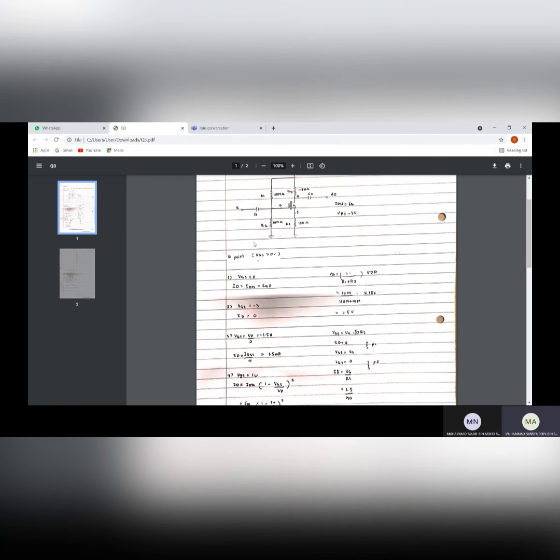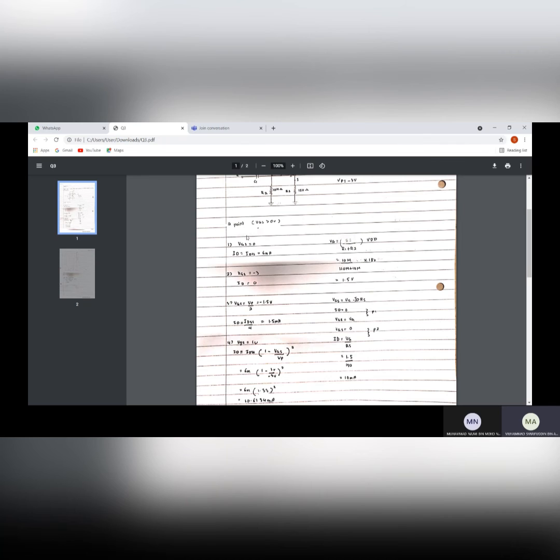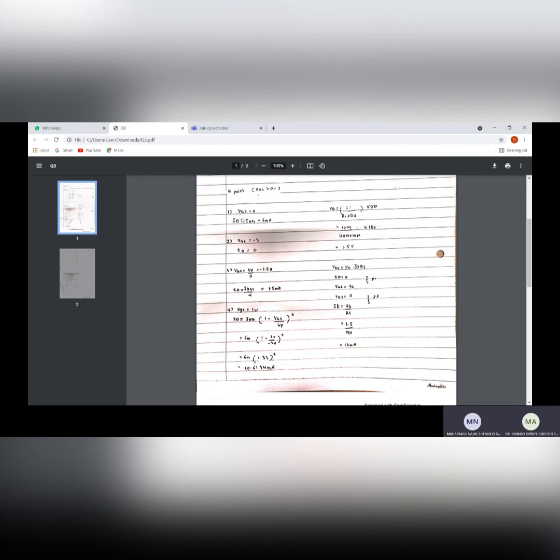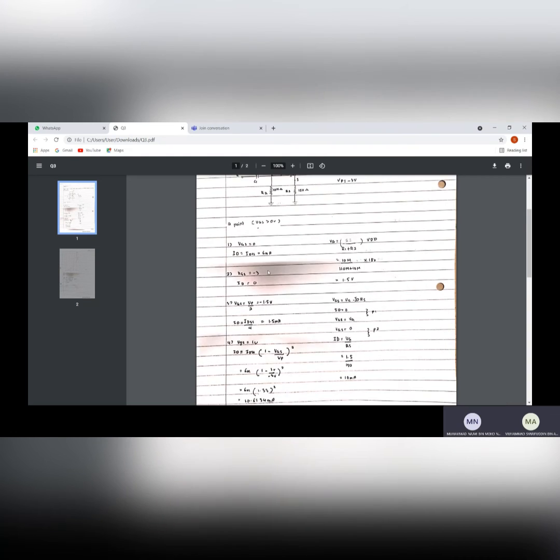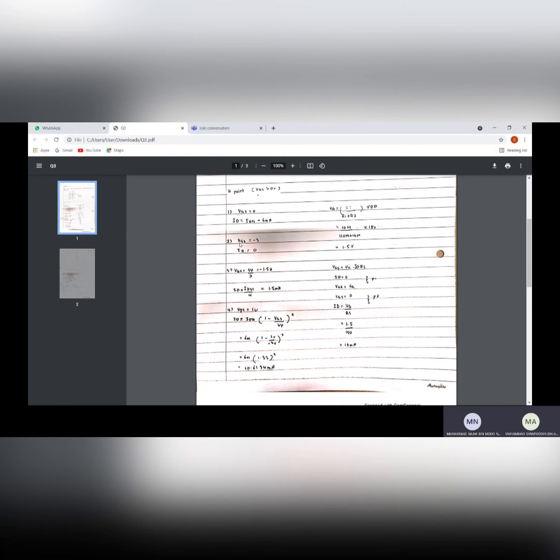Okay, first of all, I need to find the plot for Q point, which means VGS is larger than 0 volt. For the first point, I use VGS is equal to 0, so ID is equal to IDSS, which means it is 6 milliampere. For the second point, I use VGS is equal to negative 3 for the VP and ID is equal to 0.